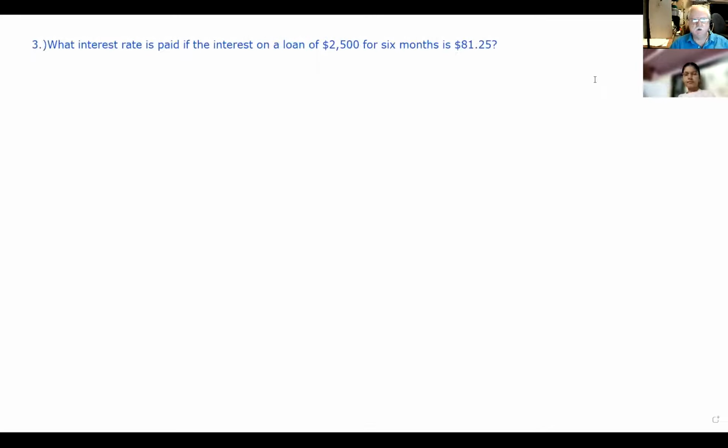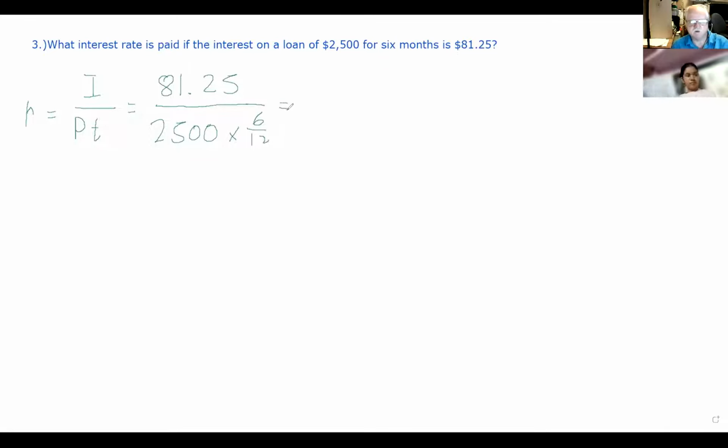So now they're saying what interest rate is paid if the interest on a loan of 2,500 for 6 months is 81.25. So now we're solving for the rate. So it's going to be the interest amount over the principal times the time. And they've told us the interest amount, 81.25. And they've told us the principal, 2,500. And the time was 6 months. So 6/12 of a year.